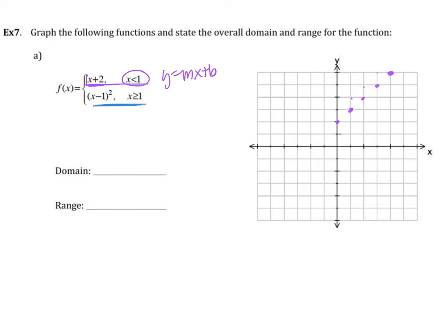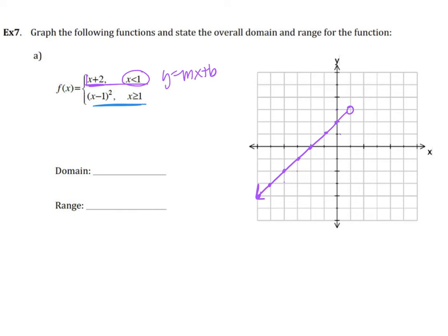Oh, darn. My domain is actually less than 1, so I have to go the other direction. So down 1, left 1, down 1, left 1, down 1, left 1, down 1, left 1, down 1, left 1. So the other thing I need to pay attention to is that this is an exclusive value. So it's going to be an open circle at 1 and going down and to the left. So that's the purple portion of the graph.